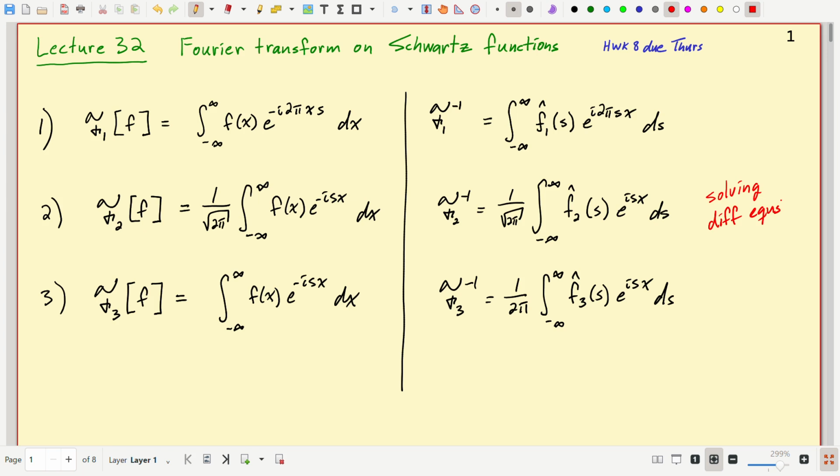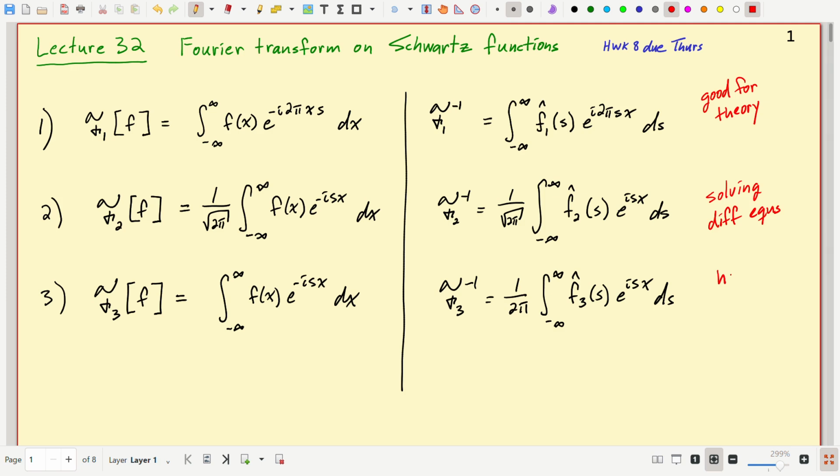But there are other reasons why number 1 is useful for today's business in the theory. Number 1 is good for theory, especially the theory of the inverse Fourier transform, and I'll explain why that's the case. So when I do theory in the next couple days, I'm going to use the number 1 version. When I go back to solving PDEs and using the transform, I'll use number 2.